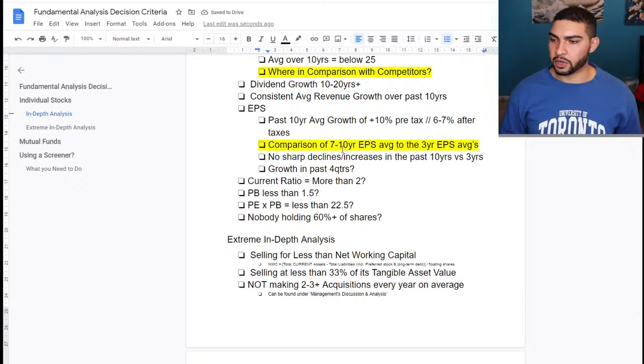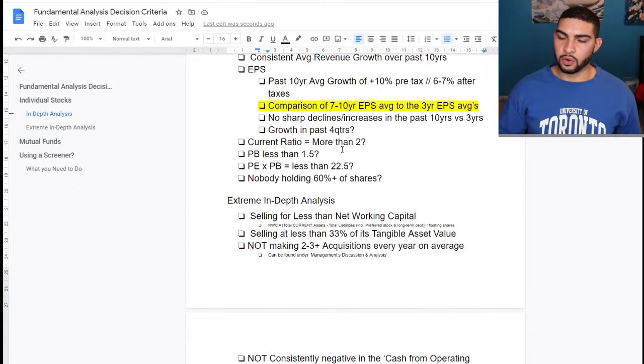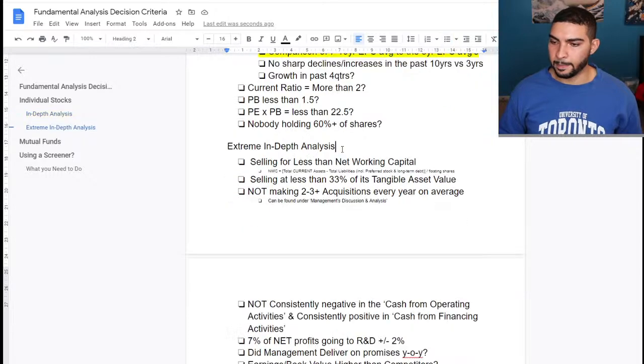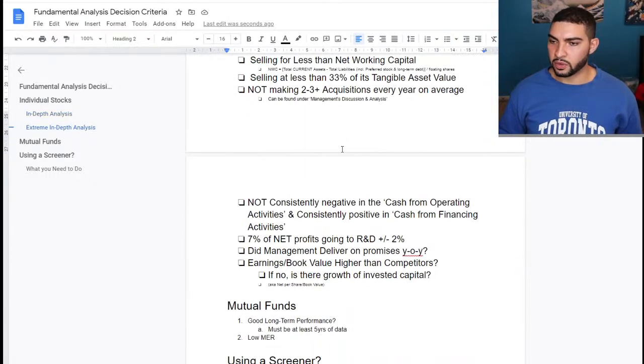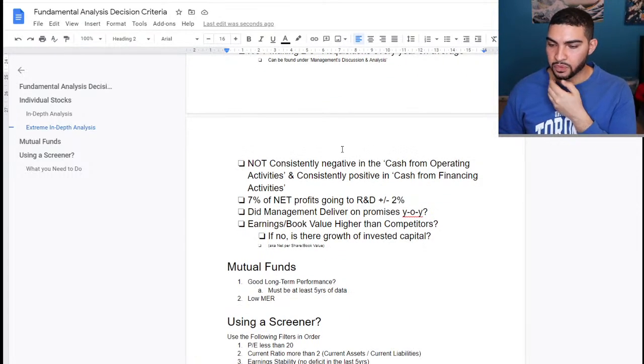No sharp increases or decreases. We've looked at that. Growth over the past 4 quarters. Also looked at that. Current ratio, yes. Price to book, less than 25, yep, and yep. So selling for less than okay. I'm trying to see which one we could look into next. Let's see. I think this one might be a good one in terms of this factor over here.